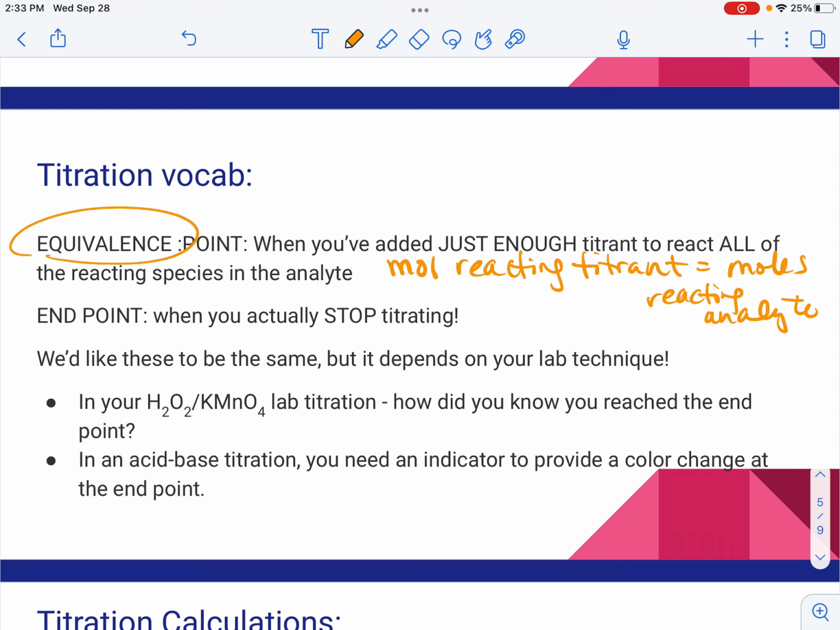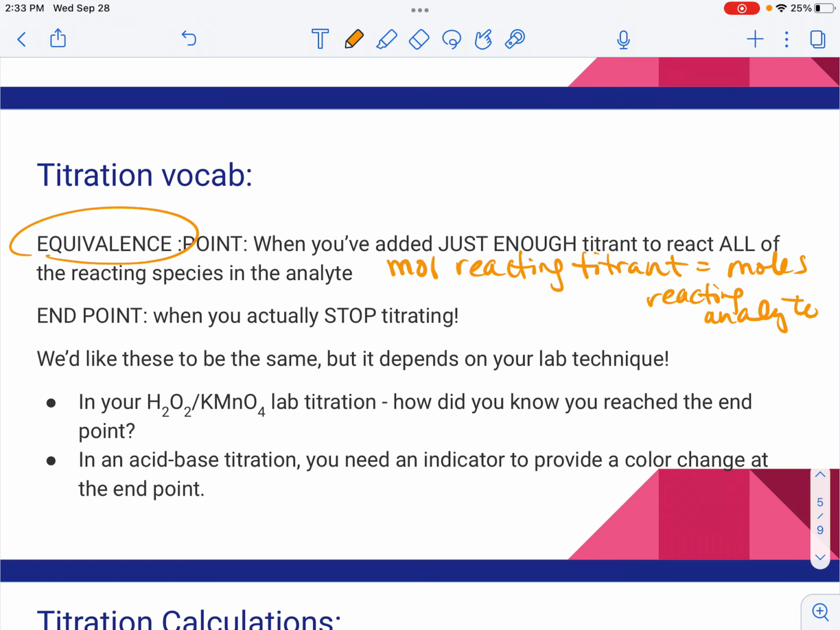We like this to be the same as the end point. The end point is when you actually stop titrating. So in your lab, we knew you reached the end point because the potassium permanganate stopped being used up. The purple stayed present up until then. The hydrogen peroxide was limiting, the potassium permanganate was all used up. But eventually you use all of your hydrogen peroxide, and now the potassium permanganate is in excess.